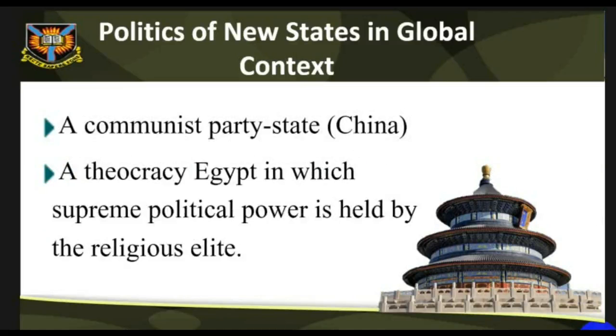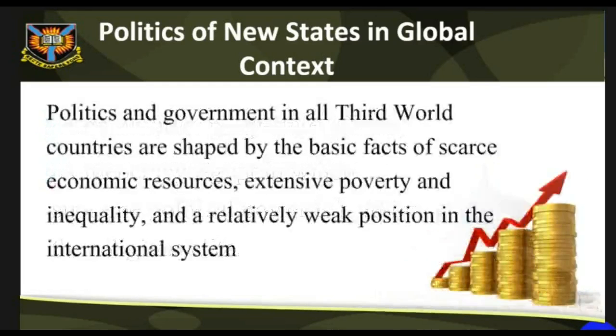Analyzing the differences among these types of political systems is one of the most important and interesting tasks in the study of comparative politics. But it's also important to note some of the political characteristics shared by Third World countries that distinguish them politically from the industrialized nations. First, politics and government in all Third World countries are shaped by the basic facts of scarce economic resources, extensive poverty and inequality, and a relatively weak position in the international system.